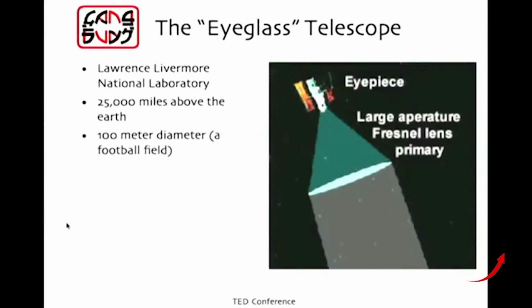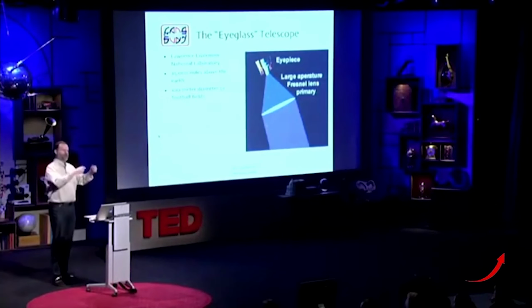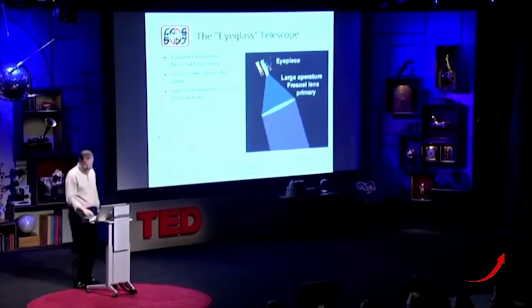Engineers at Lawrence Livermore National Lab had an idea for a telescope much larger. They called it the eyeglass. The design called for geosynchronous orbit, 25,000 miles up, 100-meter diameter lens. So imagine a lens the size of a football field. There were two groups of people who were interested in this: planetary scientists who want to look up, and then other people who wanted to look down.